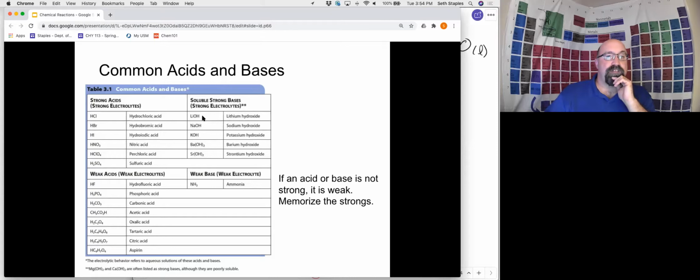Likewise, the strong bases: lithium hydroxide, sodium hydroxide, potassium hydroxide, barium hydroxide, and strontium hydroxide. All strong bases. Any other base is weak. And so as long as you memorize these, then you'll be all set.